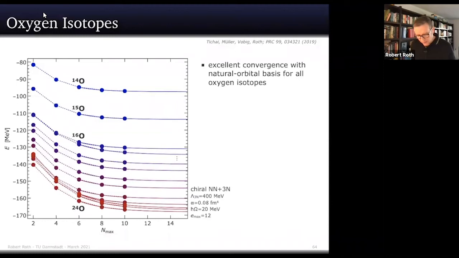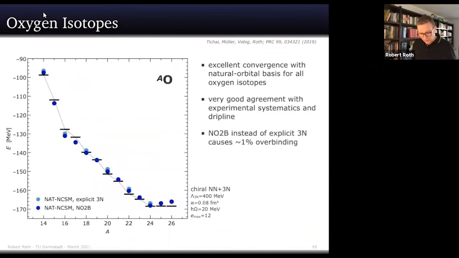And you see that they are all nicely converged, or that you can do some meaningful extrapolation because you're sufficiently close to convergence. So we can do a much larger set of nuclei now with these additional tricks, if you like. And we can compare to experiment. This is now a different representation.